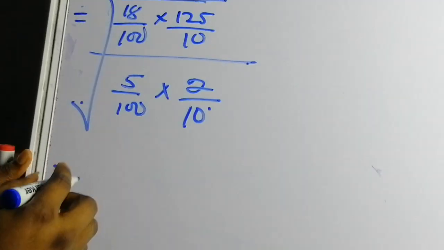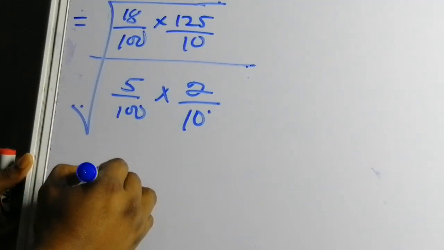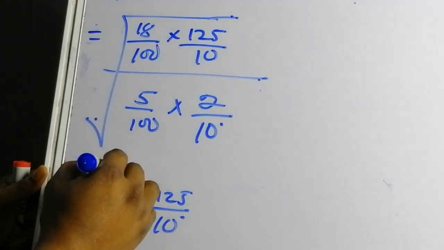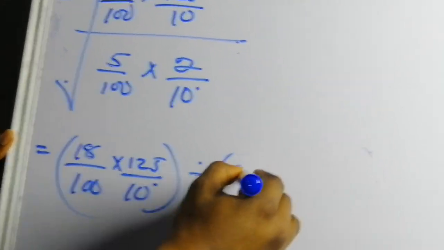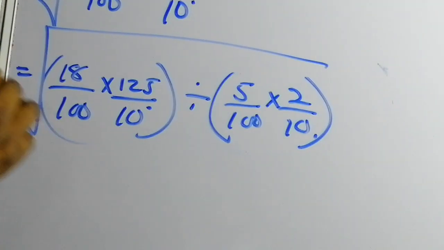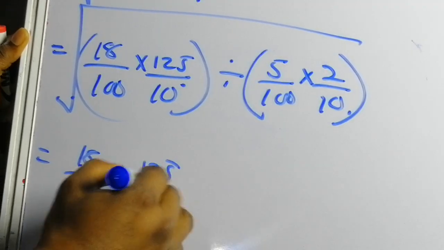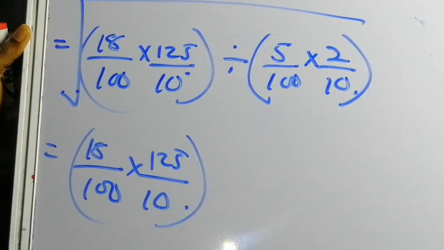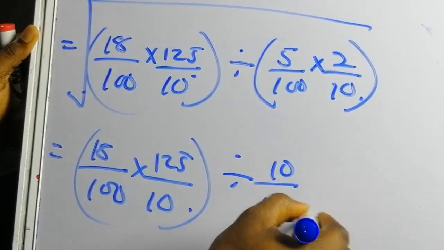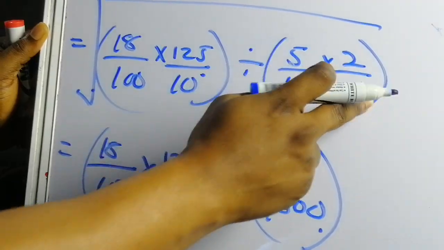So this is also the same thing as, like I said, I can turn this long division to a normal short division, which is the same thing as 18 over 100 times 125 over 10, divided by 5 over 100 times 2 over 10. Everything all over is still the same thing; I'm just rearranging it. So that's 10 over 1000: 100 times 10 gives you 1000, and 5 times 2 gives you 10.